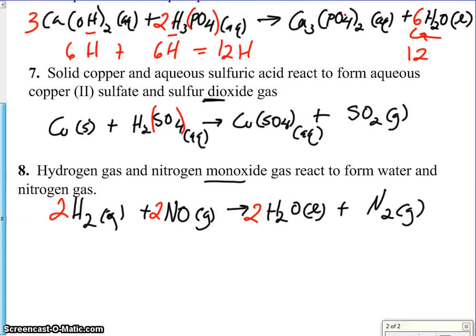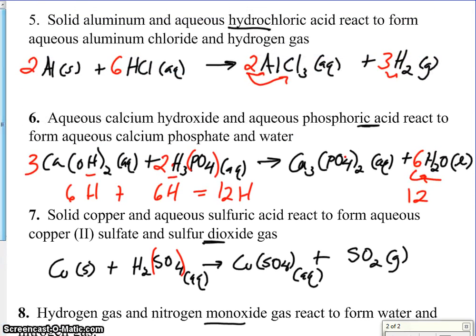We'll ignore number 7 for balancing right now, but hopefully looking at the rest of these just kind of helped review how to balance.